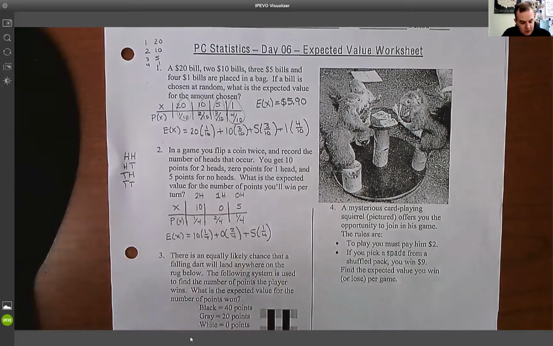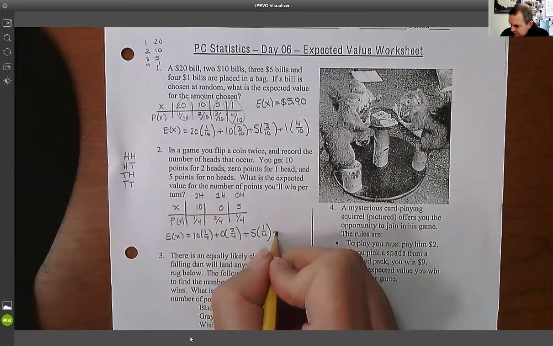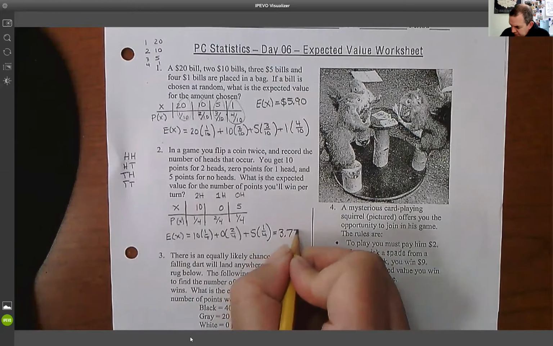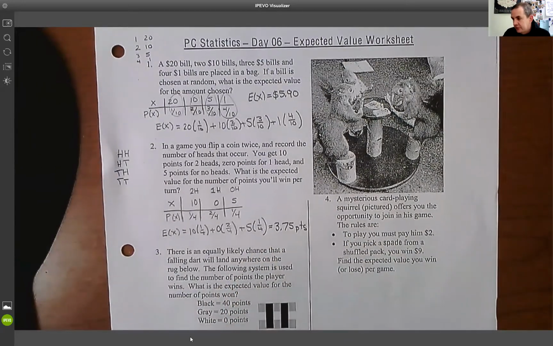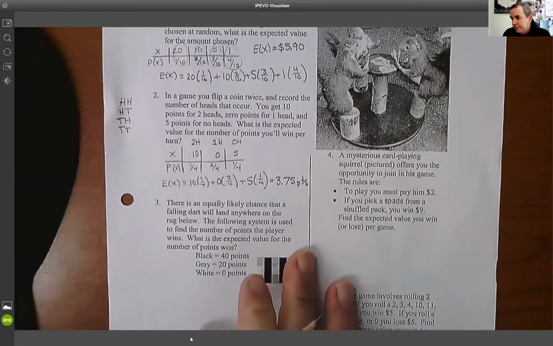And you can quickly do the math on this one. When you do this, you're going to find out that the expected value is 3.75 points. Now, you could do this in the calculator. You get the same answer, but that's how you work the problem out.